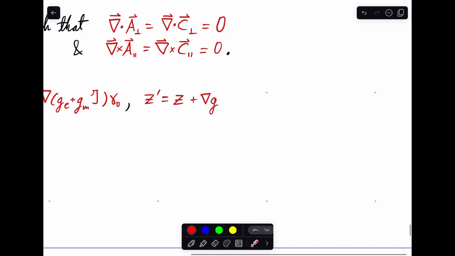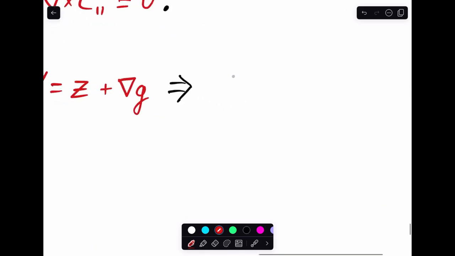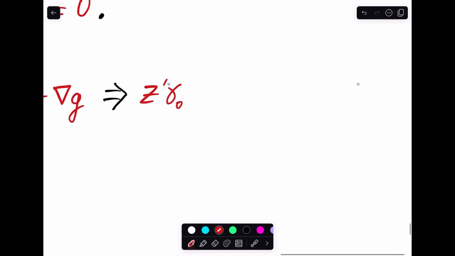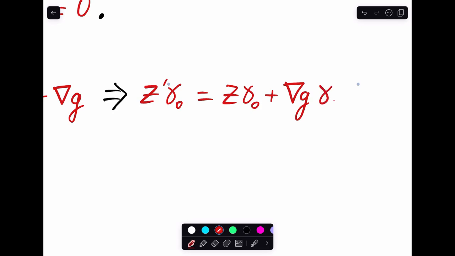Okay, yeah. This implies that Z prime gamma naught is equal to Z gamma naught plus gradient of G gamma naught.